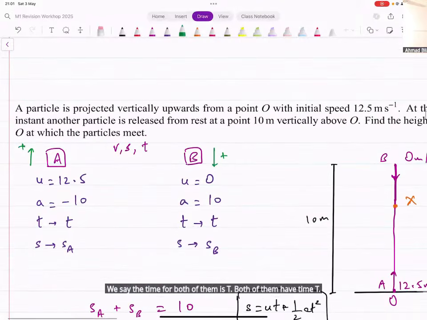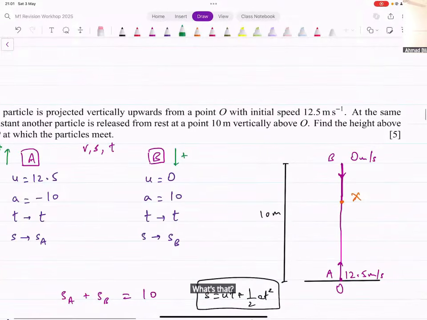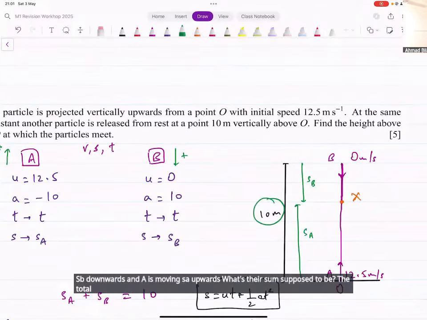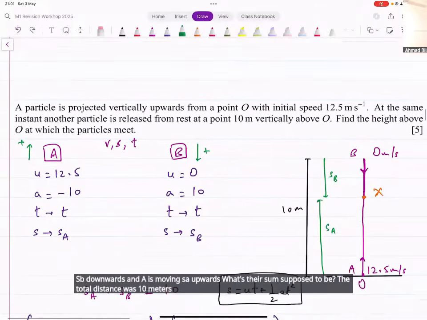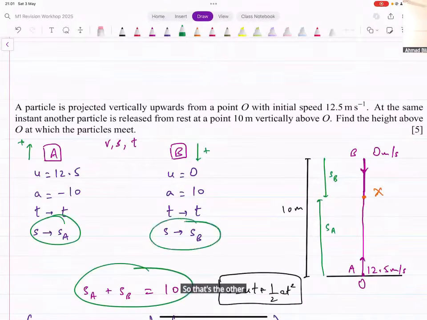Can we connect anything else? We have something known about the displacement. If B is moving SB downwards and A is moving SA upwards, what's their sum supposed to be? The total distance is 10 meters. SA plus SB should equal 10. So that's the other variable that we choose to use here.